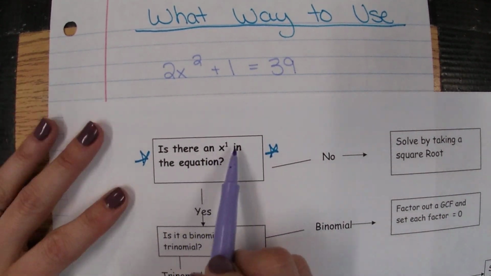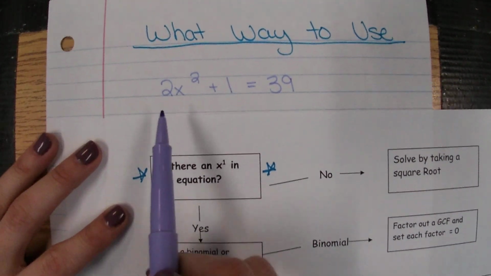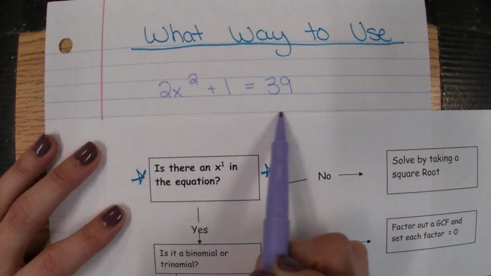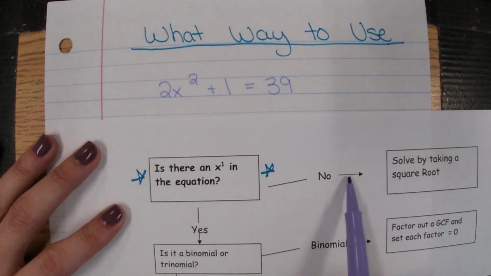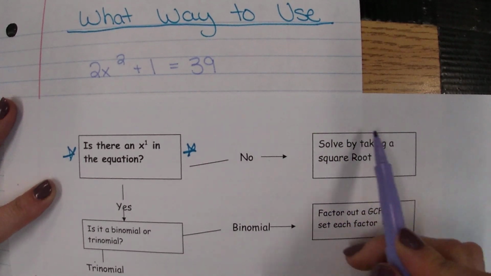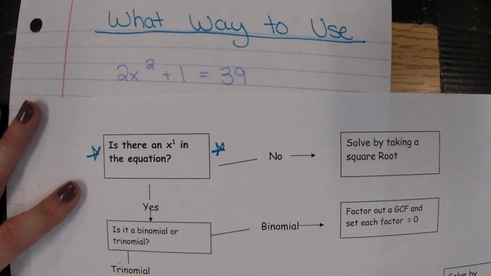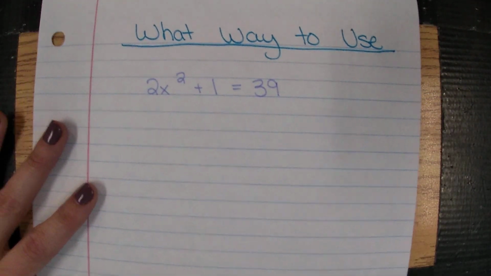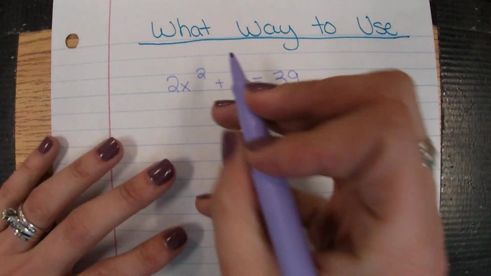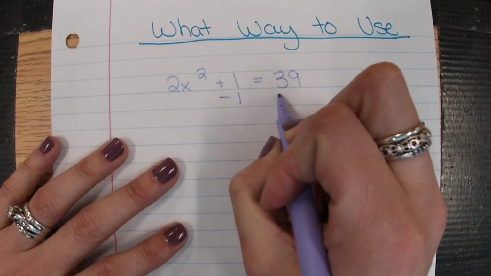Okay, so we're going to start up here in this top left-hand corner, and the first question says, is there an x to the first power? Is there an x to the first in the equation? So we're going to look at this equation. Okay, there is no x to the first power. So we can solve this by taking a square root. Remember, solving by taking a square root is where we start moving everything away and then using the inverse operation of an exponent of 2. So I can undo adding 1 by subtracting 1.